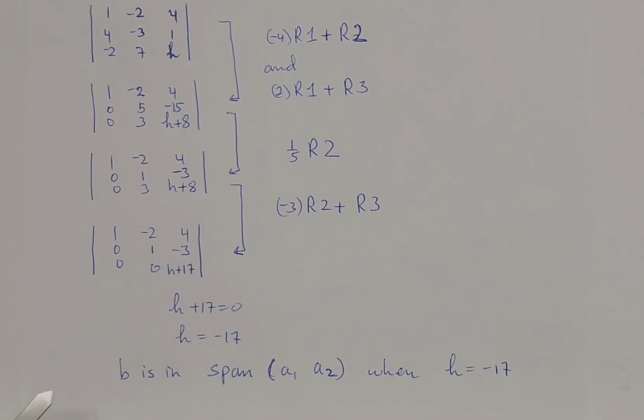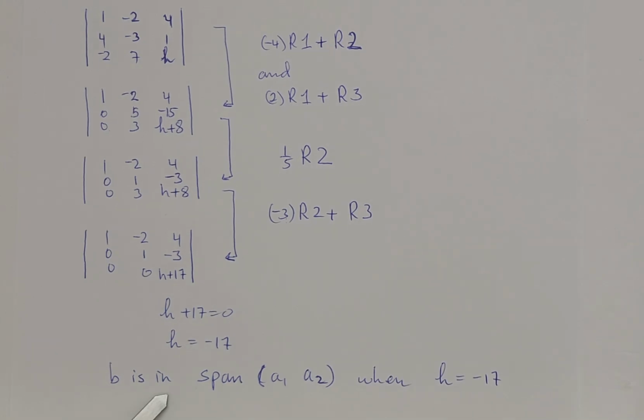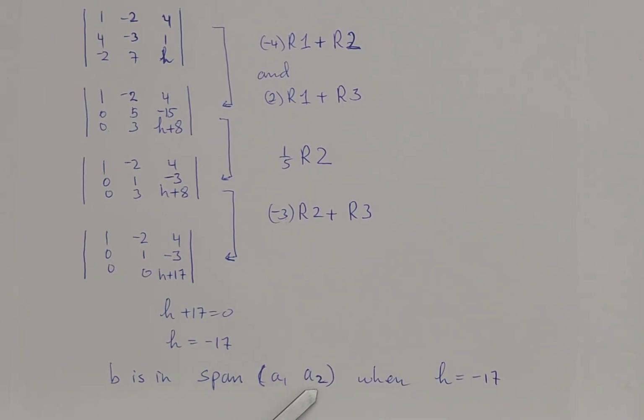So now b is in the span of a1 and a2 when h is -17. So when h is -17, b is in the span of a1 and a2. Okay.